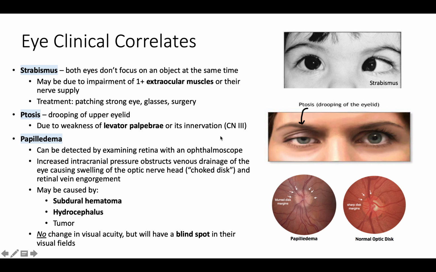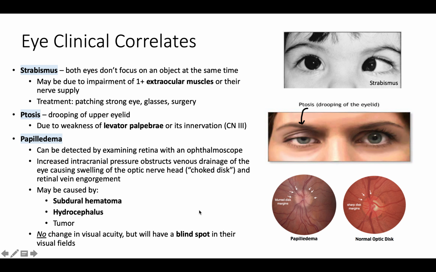Okay, clinical eye correlates. So strabismus is when the eyes don't focus at the same time, and so this medial strabismus could be because the lateral rectus doesn't work anymore, so it can't pull the eye laterally. Ptosis is going to be a drooping of the upper lid, and that's usually due to weakness of the levator palpebrae, which is innervated by cranial nerve 3.